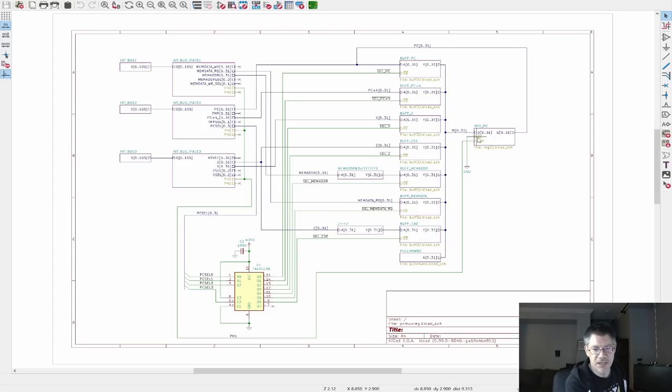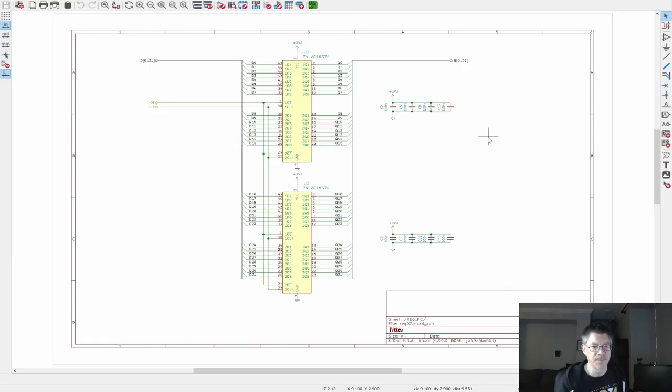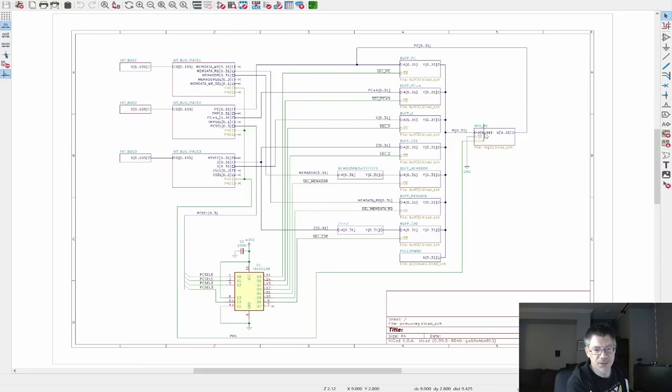So at the end of this, we have a register. And it's just a 16374, which is a pair of 16-bit registers. Again, they also have an output enable, but I'm always going to tie that to ground because I always want it to output. And then there's a clock that goes into it. So that's the 32-bit registers.